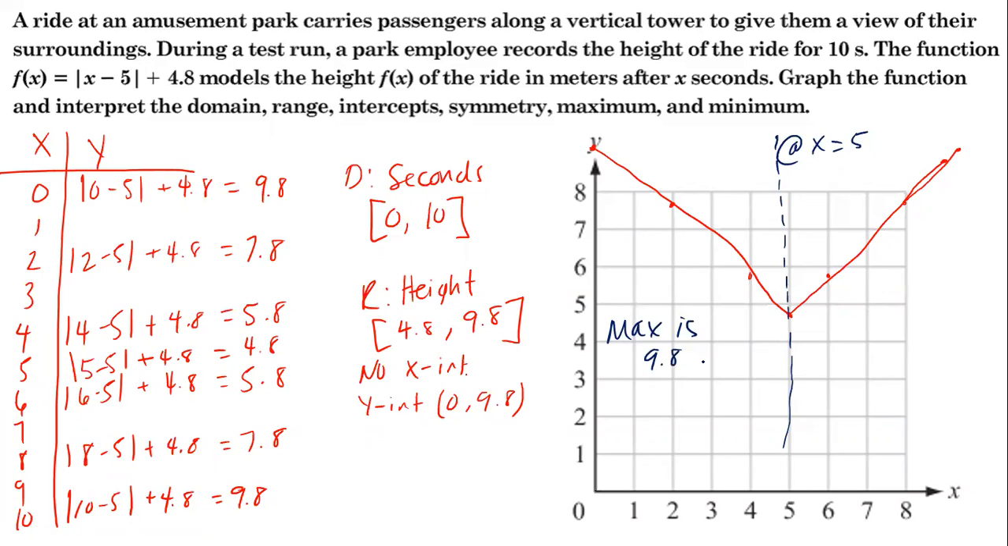What are our units of measurement? Meters. Max, and that occurs at x equals 0 and 10. And our minimum height is 4 and 8/10 meters. And that occurs at x equals 5. And now we've put it all together, all of 2.3, and we've applied it to a real world situation.